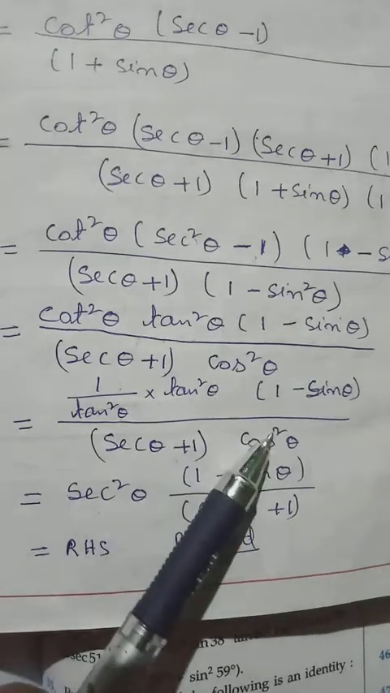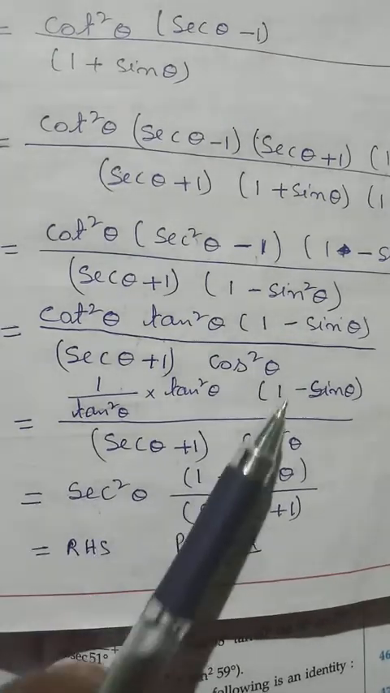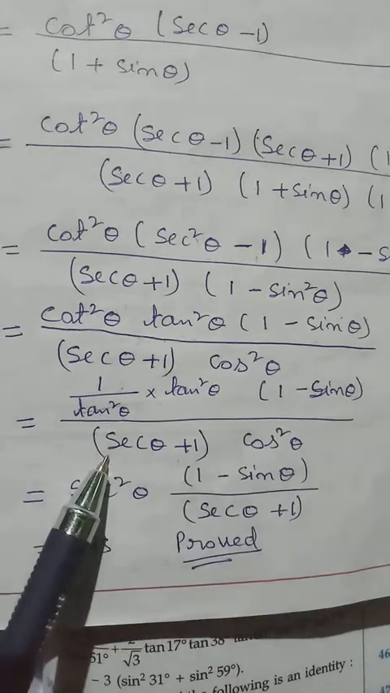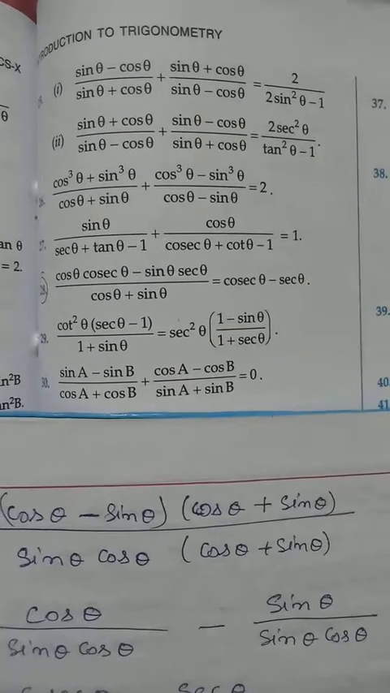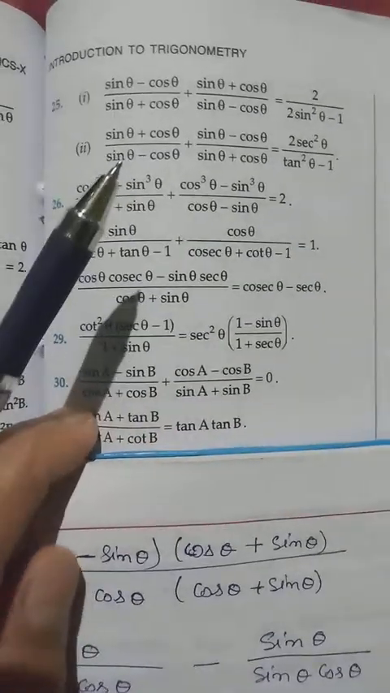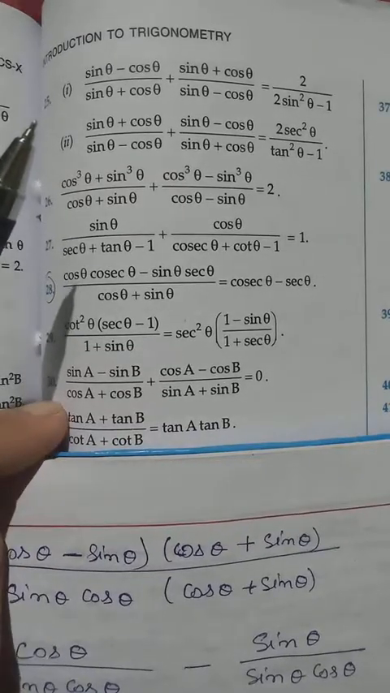So 1 by cos square theta equals sec square theta. We have 1 plus minus sine, then down sec theta plus 1. If we check the right hand side, that is the right hand side we want. Okay, so that means we prove. Then next we will go to number 30.